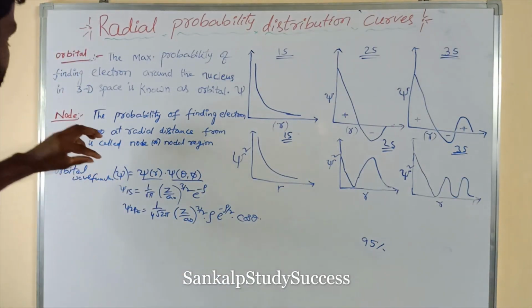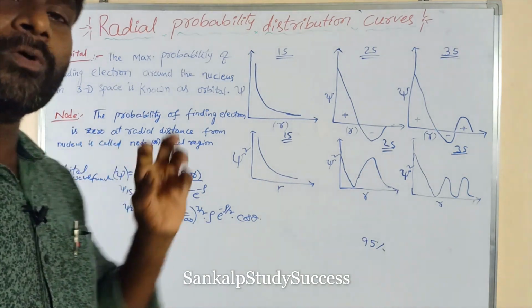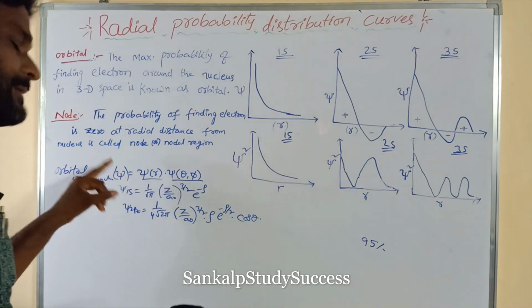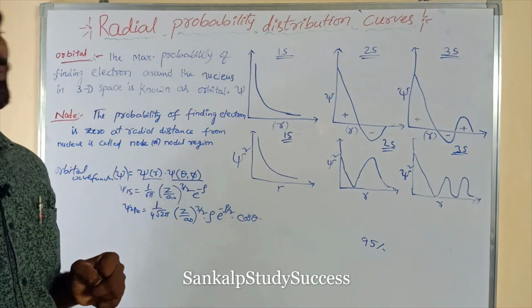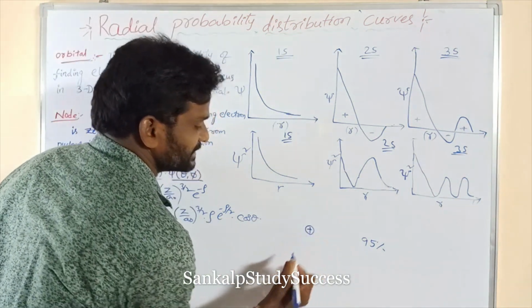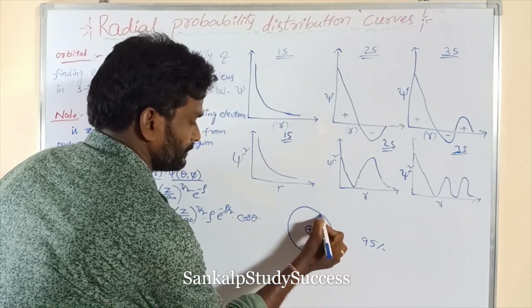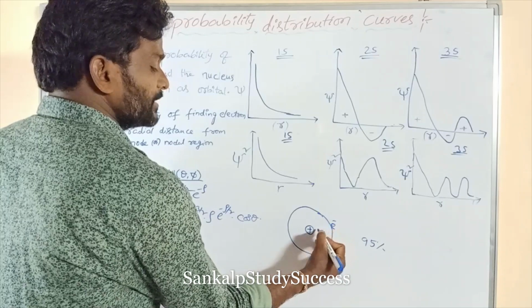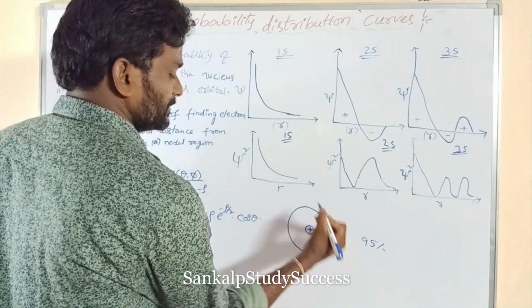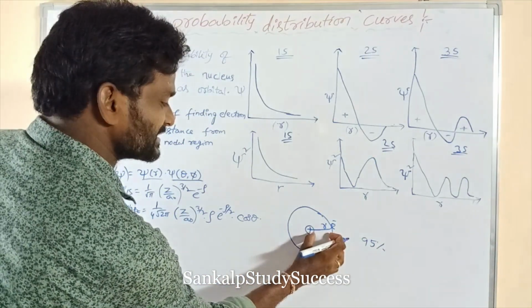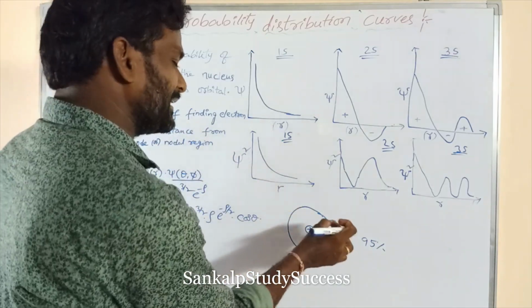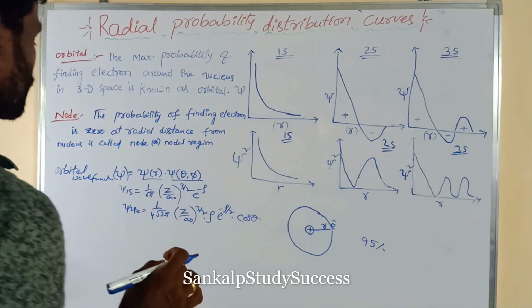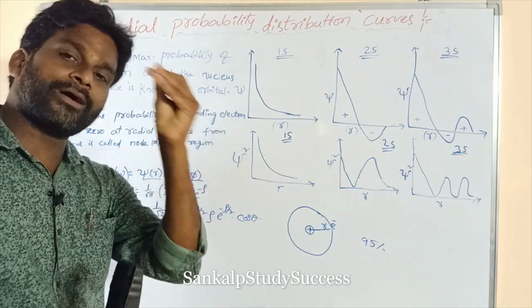That means the wave function psi is dependent upon two parts. What is the first part? The wave function is dependent upon the radial distance. What is the radial distance? This is the nucleus. The electron can revolve around the nucleus in a circular path. This circular path is said to be an orbit. The distance from the nucleus to the orbit, we can say r. This is the radial distance, the distance from the outer orbit electron to the nucleus.